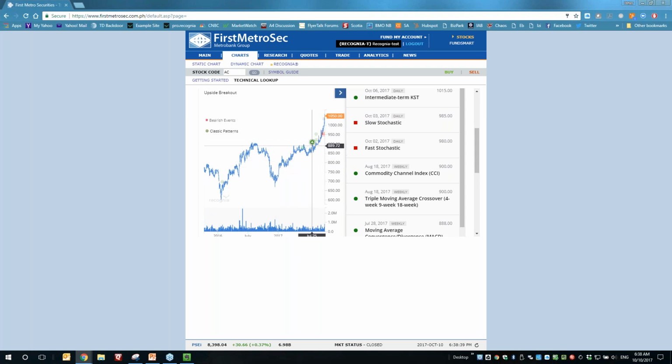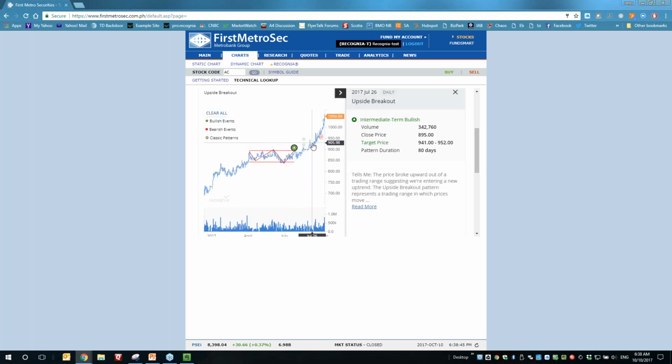And again, I like these classic patterns. I think they're very indicative. So let's click on this particular one here with the green triangle. Here is a pattern called an upside breakout. Remember we talked about the upside breakout, sometimes called the flag pattern? Stock is rallying, basically consolidates between a lower level of resistance and an upper level of support. We finally broke out above that upper level of resistance on July the 26th. That confirmed the upside breakout pattern.